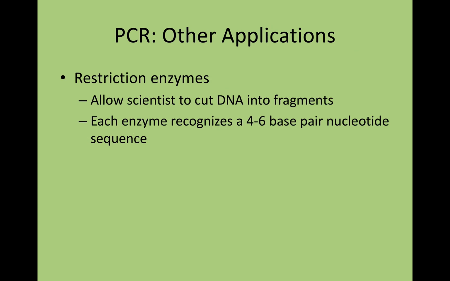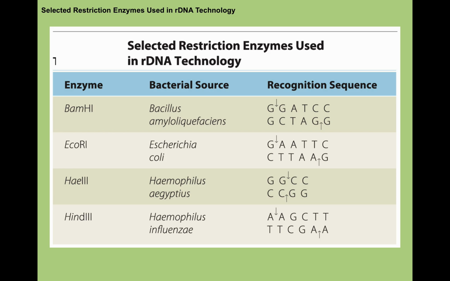Some other applications of PCR products, or the amplified DNA, would be to use a restriction enzyme, and that allows scientists to cut DNA into fragments. A restriction enzyme will recognize a DNA sequence, usually a 4 to 6 base pair nucleotide sequence, and it will cut the DNA at that sequence.